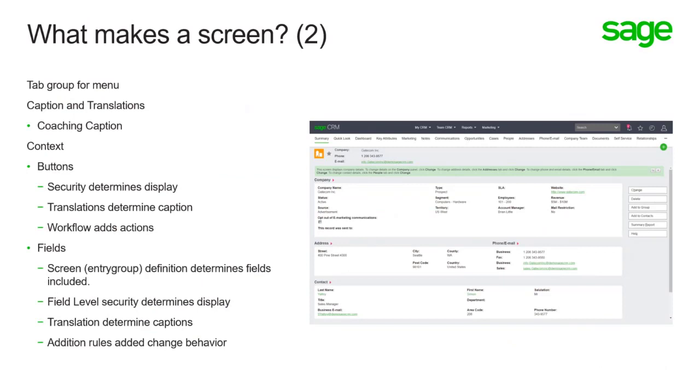So when we look at a screen, the screens themselves are highly customizable because we have control over the tab groups, all of the translations that you see on the screens, all of the buttons that you see on the screens, including their linking into security, workflow aspects, and each of the individual fields. There are some screens that we cannot change the fundamental structure of, but what that structure contains, we have complete control of. Even things like the coaching captions, we have control over that. And you certainly can change things like graphics that are used within the screen.